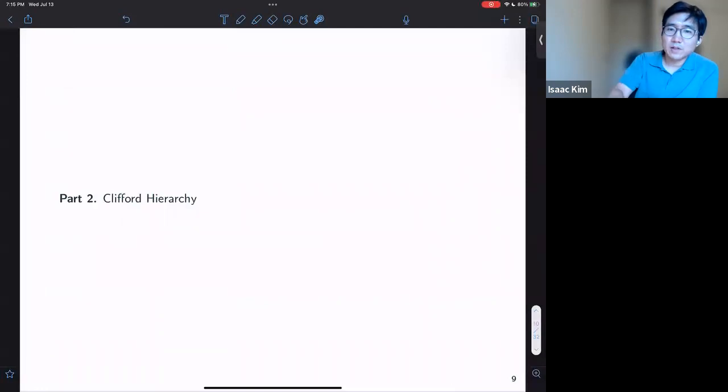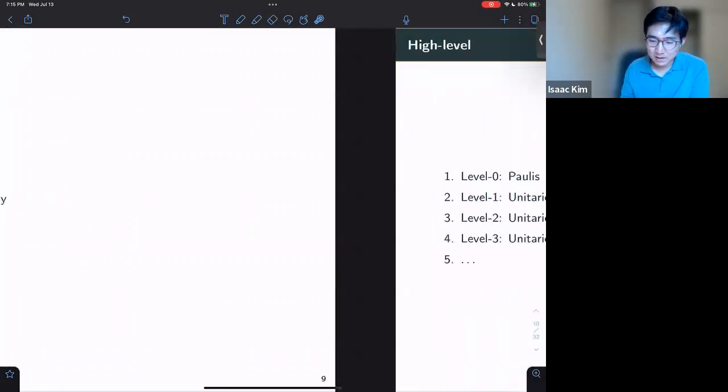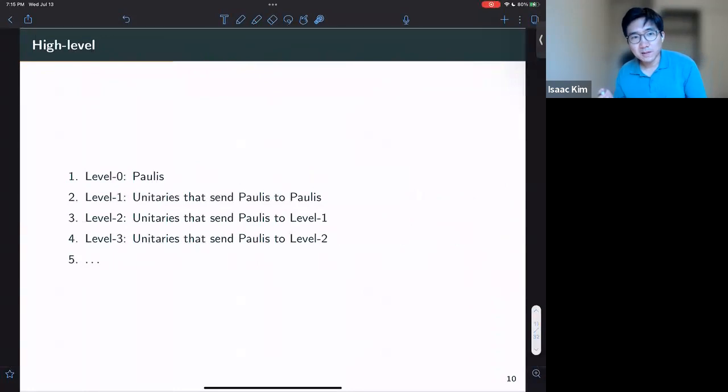Okay, so the Clifford Hierarchy. I will first tell you what the definition of the Clifford Hierarchy is, and then I will go through some details. And then we'll get to learn some interesting properties of this hierarchy. Its name is a hierarchy, so there are many levels. At level zero, we have the Pauli matrices. You might remember this from your quantum mechanics course in angular momentum. I'm going to review that one more time.